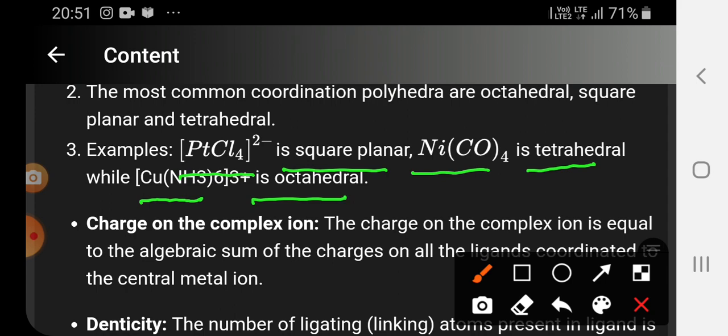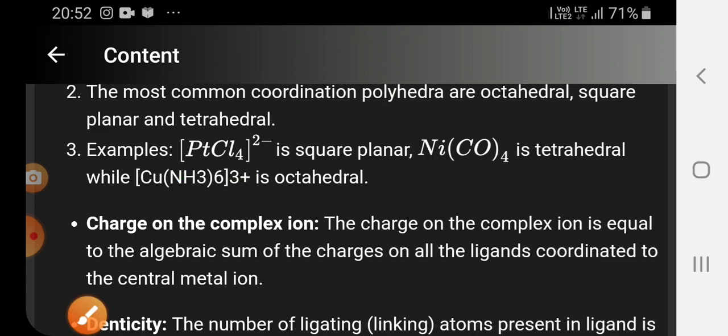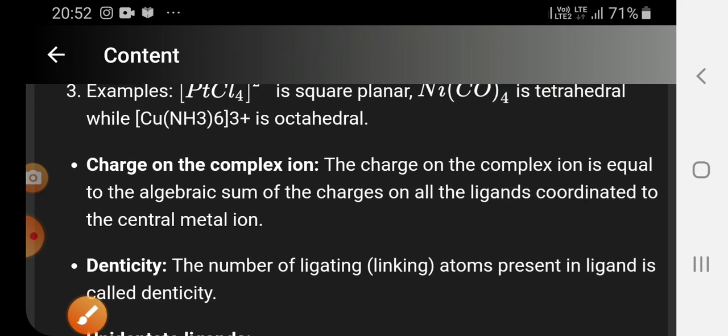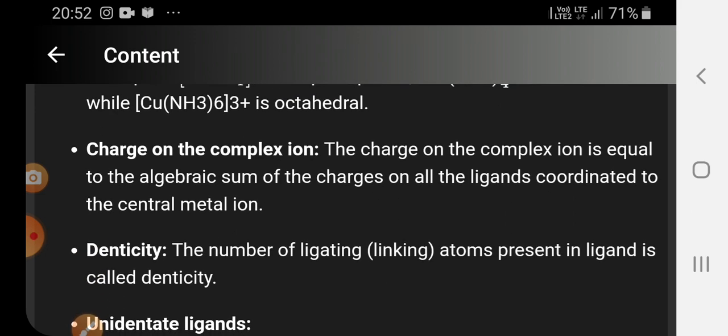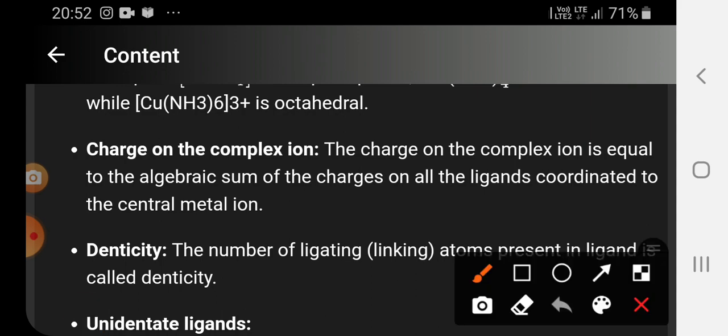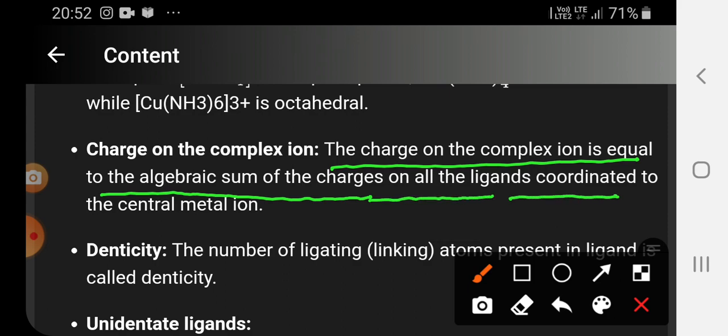The type of geometry shown by the complexes depends upon the nature of the ligand. That will be discussed in the next segment of the class. And the last part of today's class, charge on the complex ion. The charge on the complex ion is equal to the algebraic sum of the charges on all the ligands coordinated to the central metal atom or ion. This is simply the charge on the complex ion.